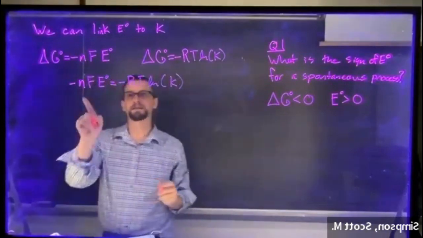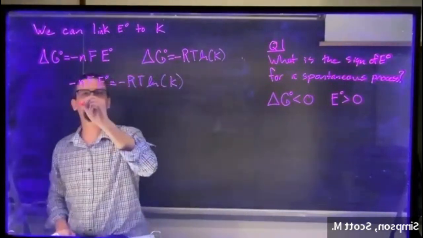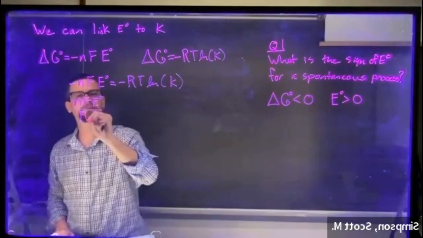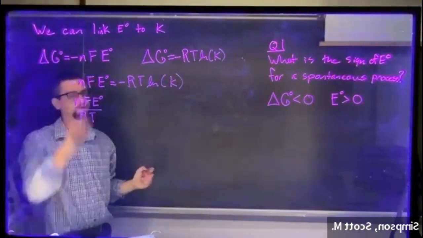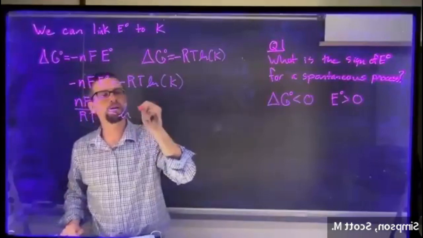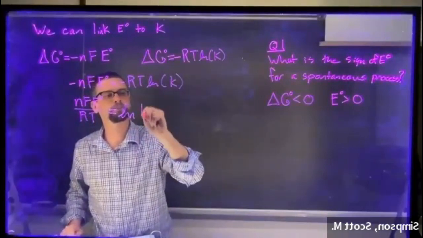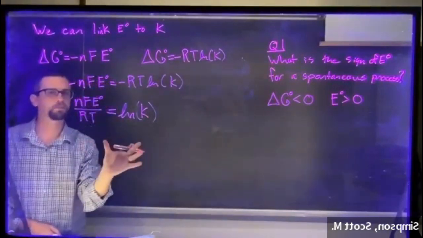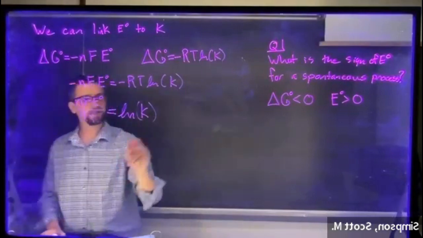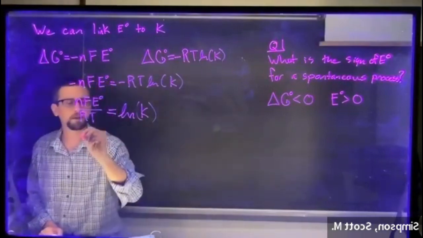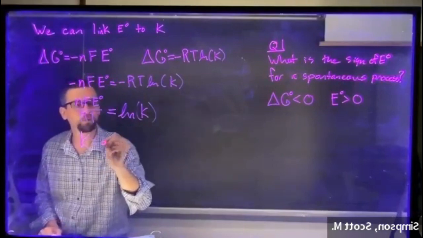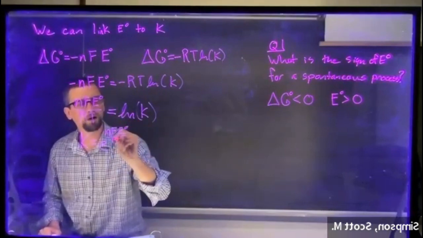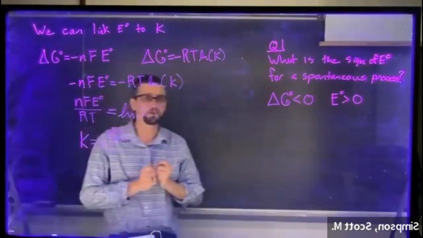If we want to isolate K by itself, what we have to do is move the negative RT over. So we get NF E naught over RT, and our negatives cancel out because we just moved them over to the other side, is equal to ln of the equilibrium constant. Great. So we have this as an expression. Now, if we want to isolate K by itself, what we have to do is raise everything to the power of e. So K is equal to e to the NF E naught over RT. So that's where we have a relationship.